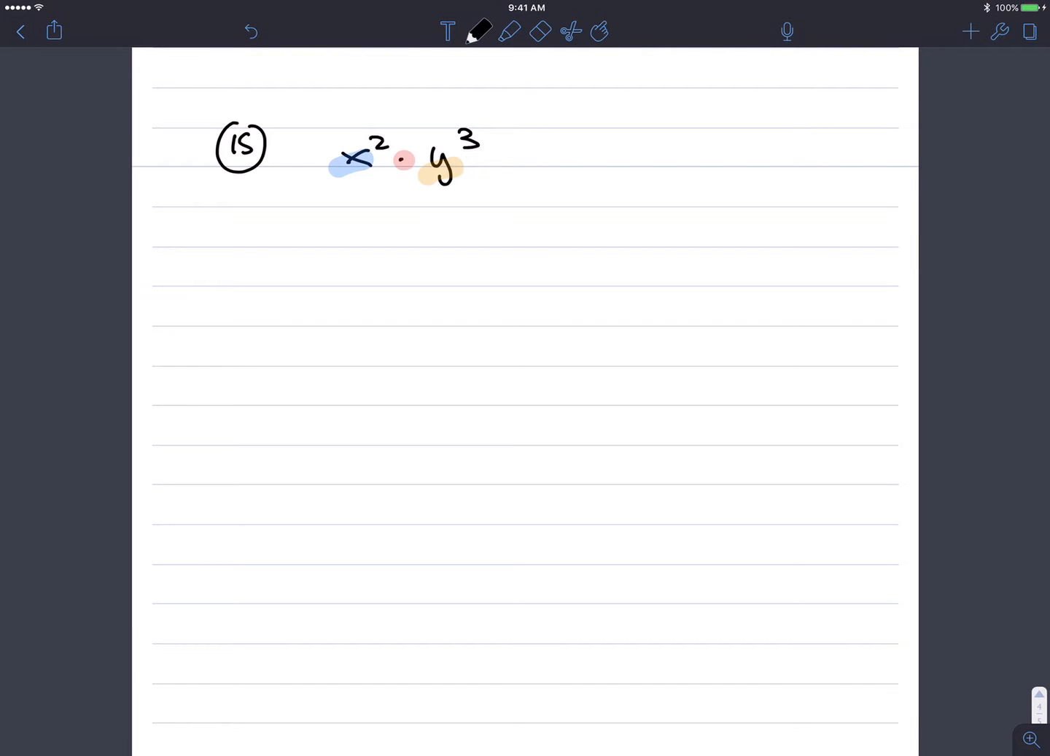The property only applies when we have the same base for our exponentials. Therefore, we're actually done. This is simplified or evaluated, whatever you want to call it. You need the same base in order to use that property.